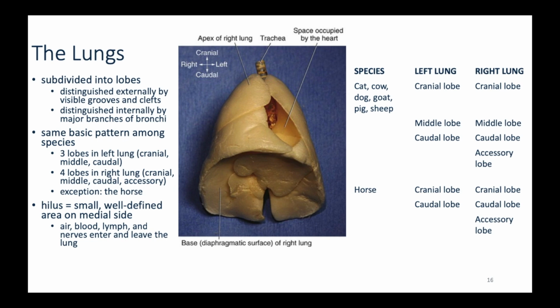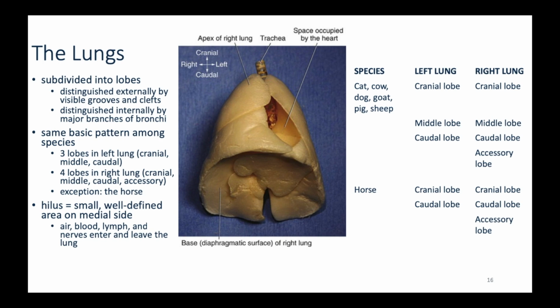Okay, so looking at the lungs, these are sort of large dome-like organs, and they're kind of stuck to the rib cage. I know it sounds weird, but the way they are within the body, they're sort of glued more or less to the rib cage, and then they work with the ribs to inflate and deflate. So they're subdivided into lobes, and they're distinguished externally by visible grooves and clefts in the lungs. They're distinguished internally by major branches of bronchi, so typically we're distinguishing the lobes when we're performing surgery on these guys, and we're looking at them externally.